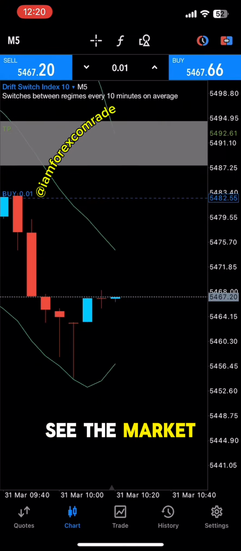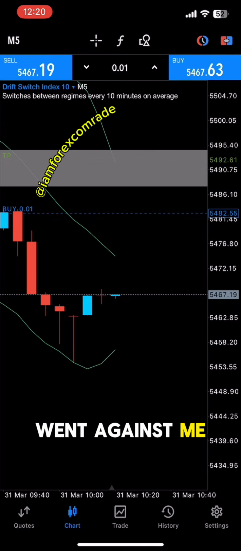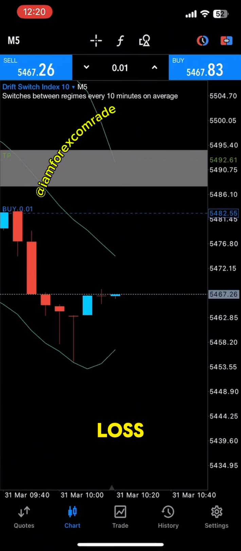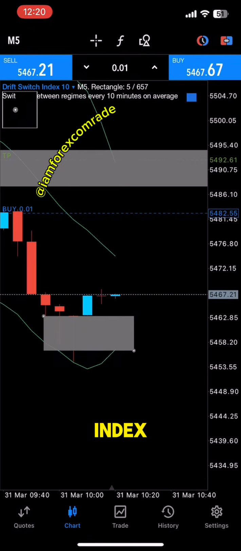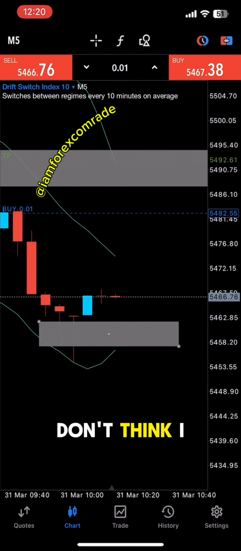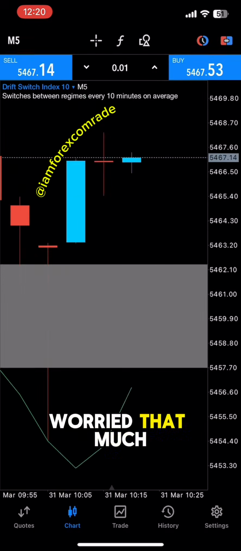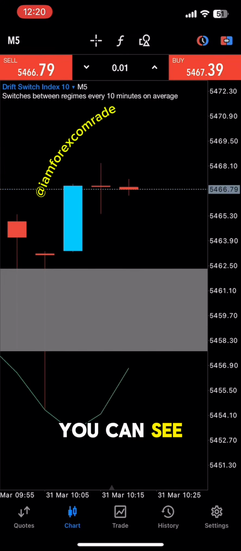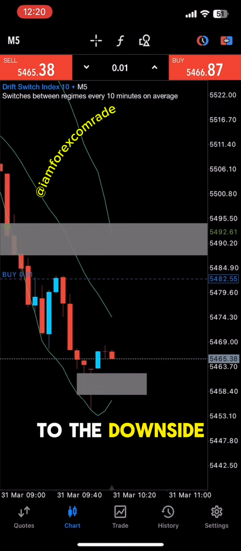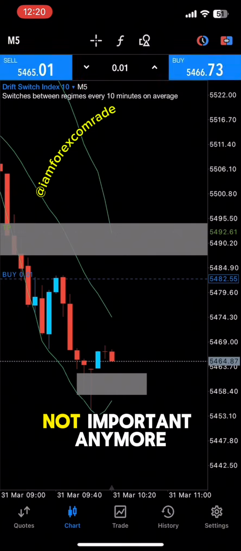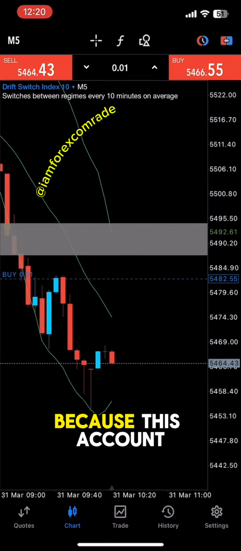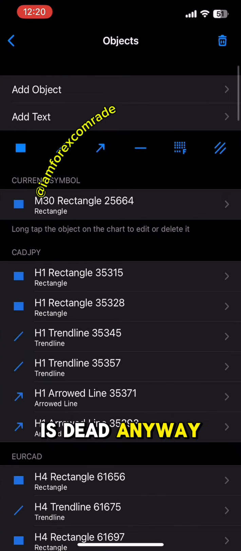As you can see, the market went against me. I'm actually in loss. It's not that much because this is Drift Switch Index, so I can't be worried that much. However, there was a very long wick to the downside, which means the market is going to buy. But it's not important anymore because this account is dead anyway.